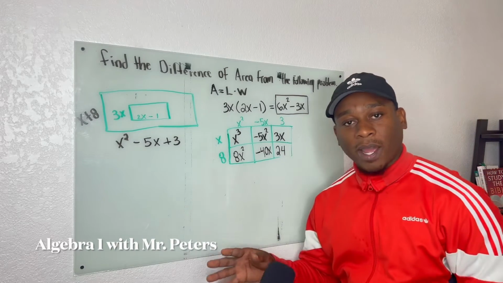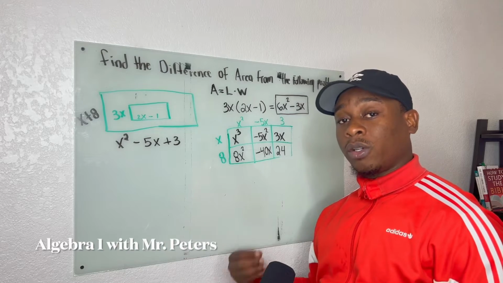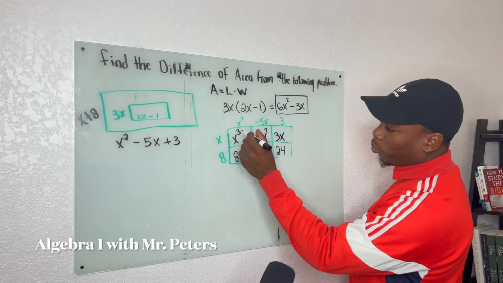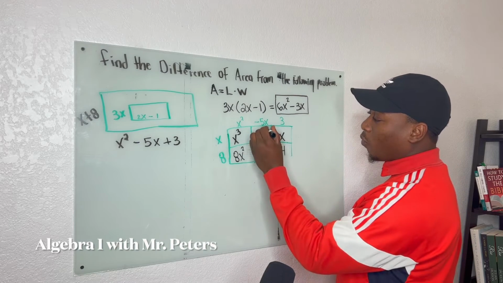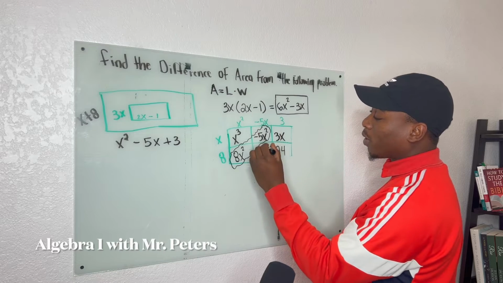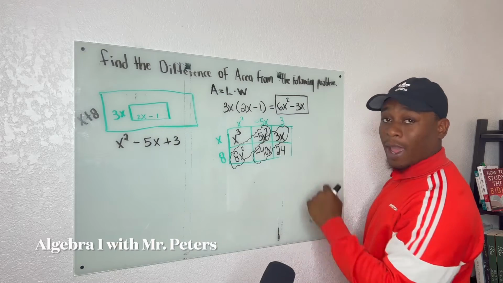So at this step now, we've multiplied, guys, but we're not done with this area for the larger region. So we're going to go through and combine our like terms. And remember that like terms usually run diagonal when we use the box method. So what that means is these are the two terms I'm going to add.